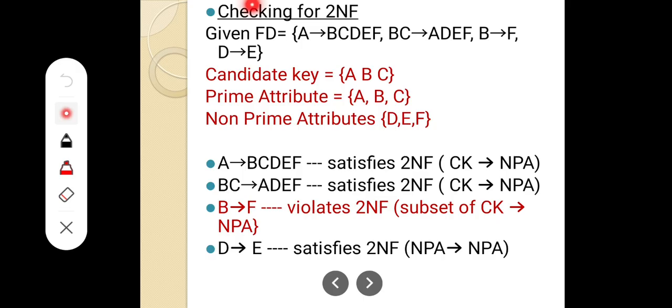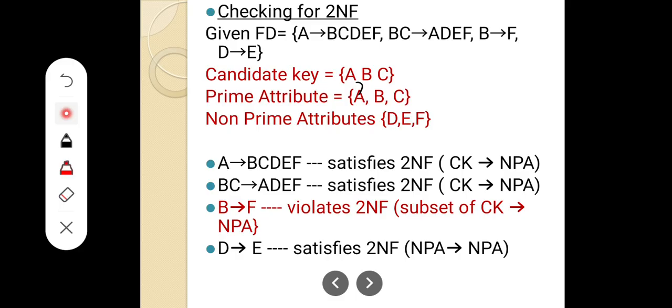Checking for 2NF. Again I have rewritten the functional dependencies. The candidate keys are A, comma, BC. Prime attributes are A, B, C. Non-prime attributes are D, E, F. Now you check each and every condition. A determines B, C, D, E, F.